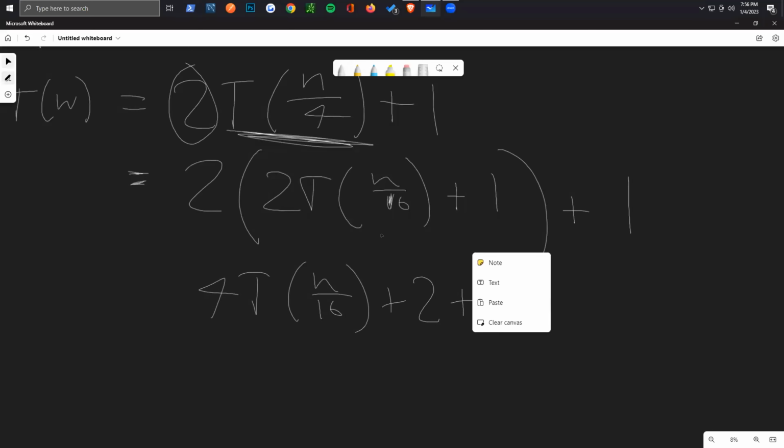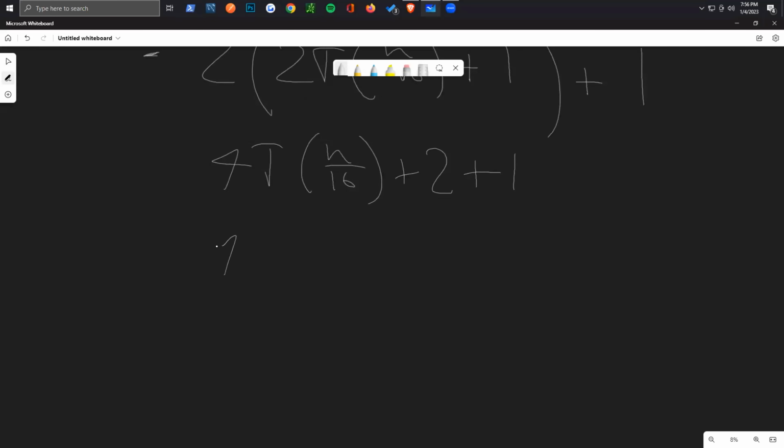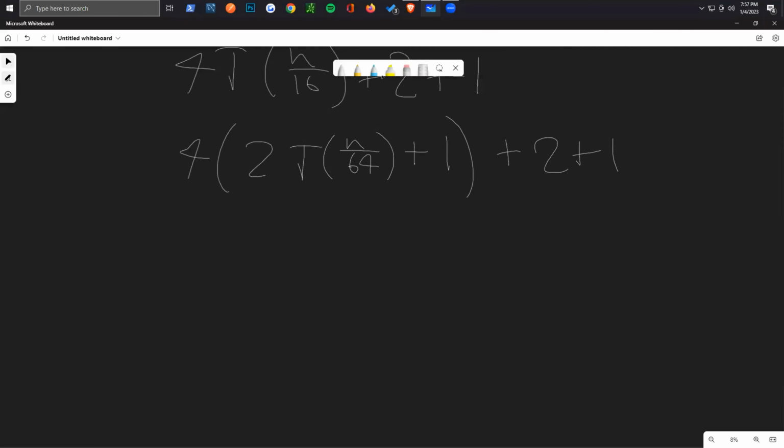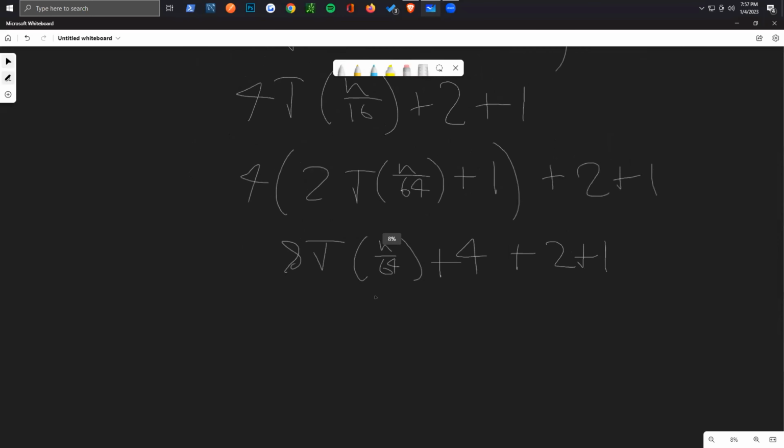So again, we see the summation building on the side. So let's go for another one. So now, instead of 16 times 4, now we're going to be at 64 plus 1. And remember, this is another part. People always forget these terms on the side, and it'll just make the problem pretty much unsolvable if you forget them and don't realize it. So plus 2 plus 1. And we're going to be left with 8 t of n over 64 plus 4 plus 2 plus 1. Okay, so that's our 3 iterations.